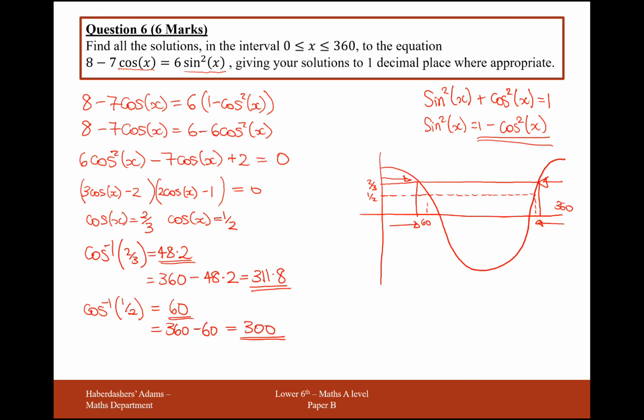Okay, so all these four are our answers. Let's just summarize this. x is equal to 48.2, 60, 300, and 311.8. Yeah, one decimal place where necessary, so I've done just as they've asked for in that question. Great, 6 marks.